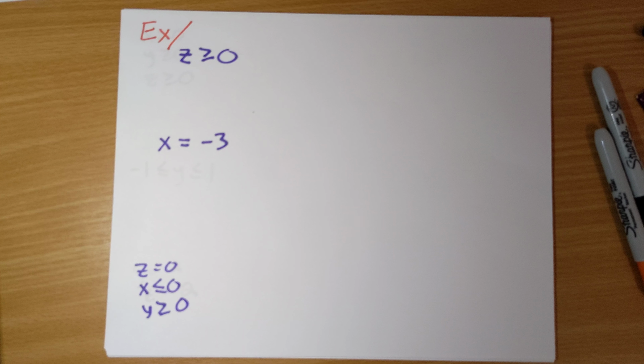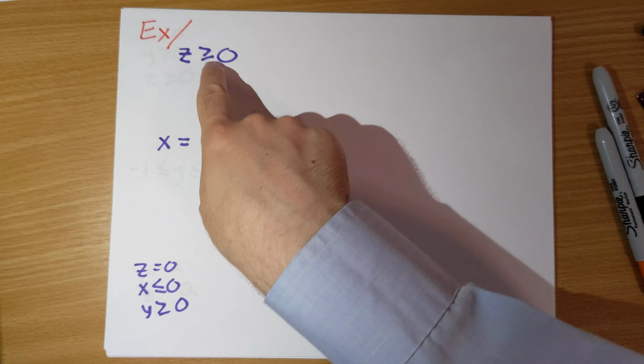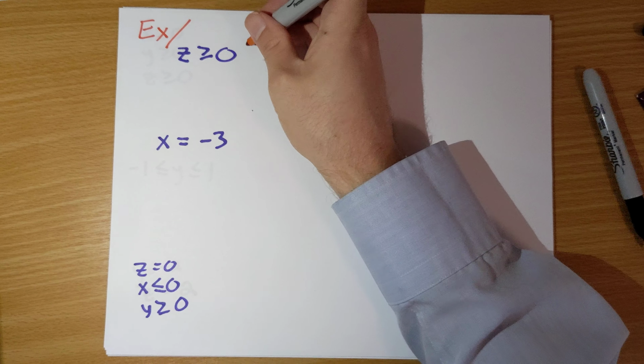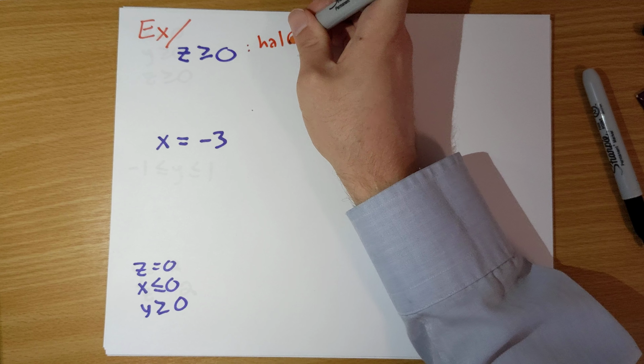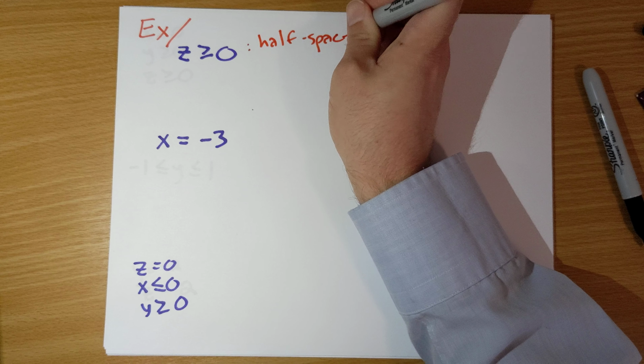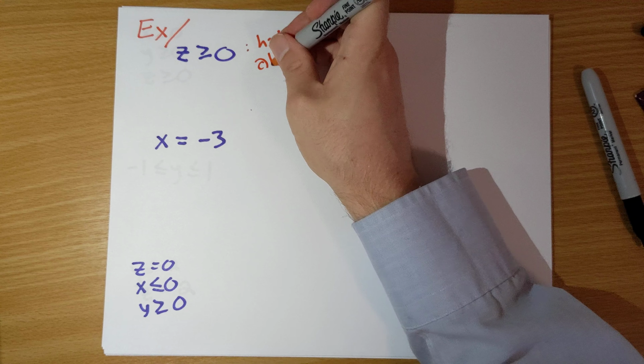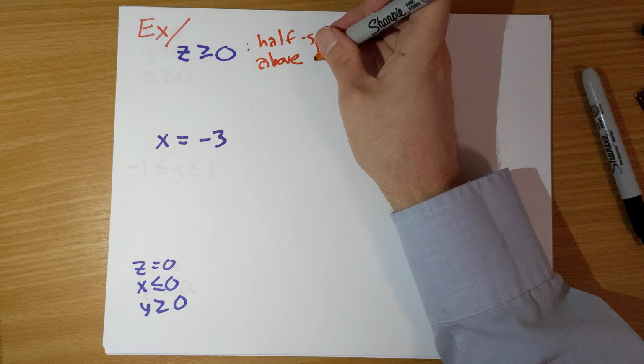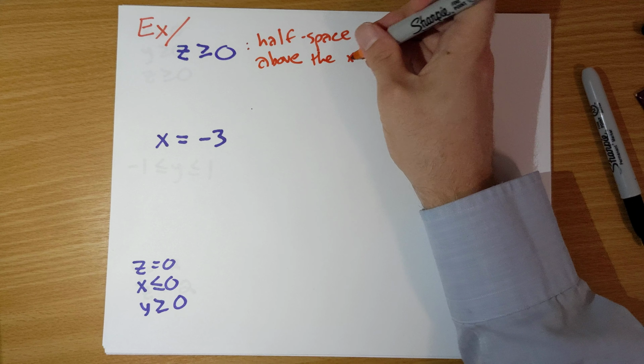Let's do an example. We're going to have a bunch of equations and inequalities, and we want to say, what do these look like in turn? So the first one here, z is greater than or equal to 0. This is going to be a half space that is above, on and above the xy plane.